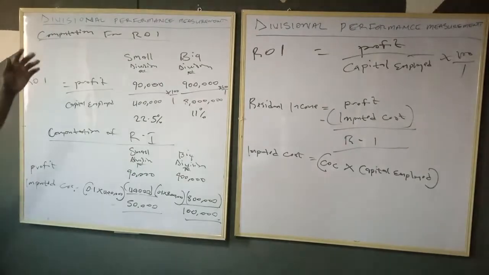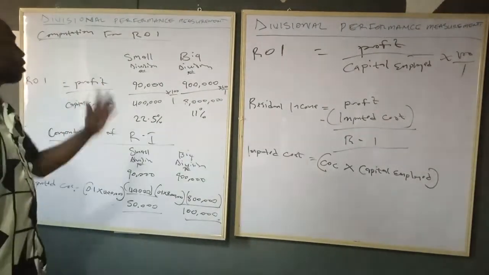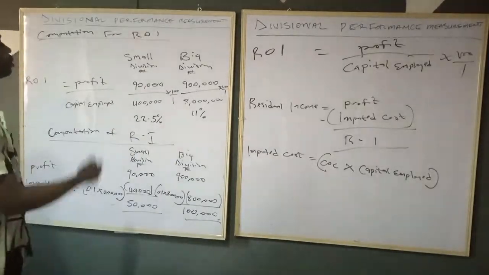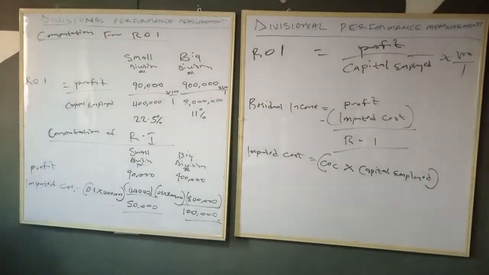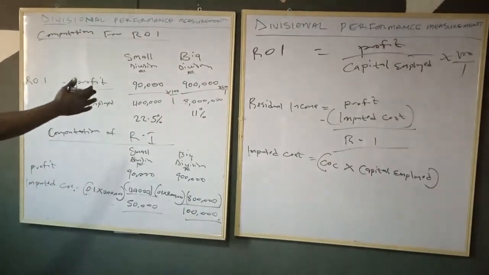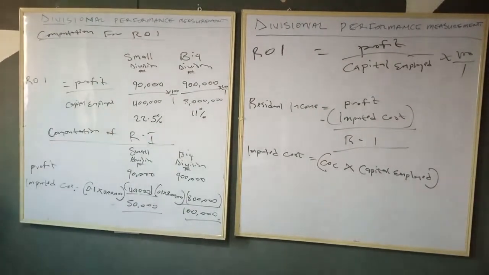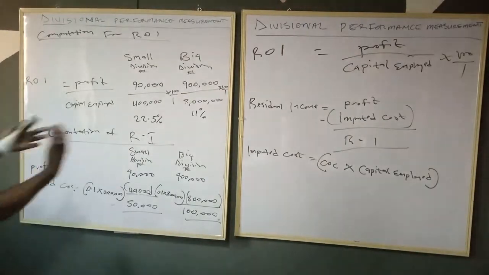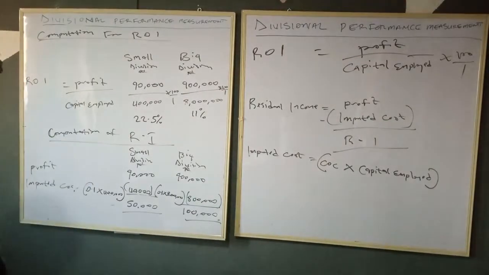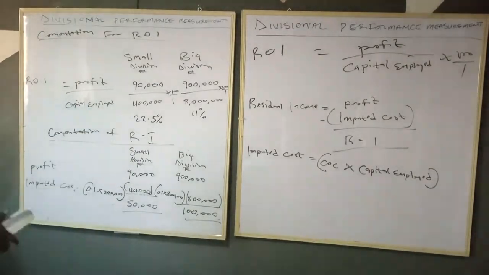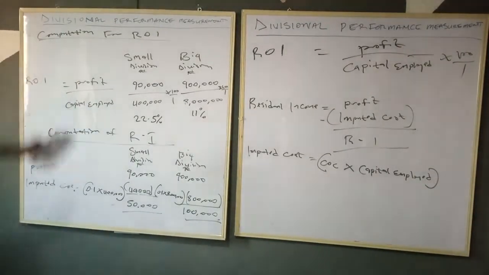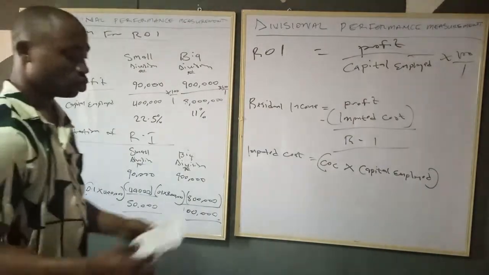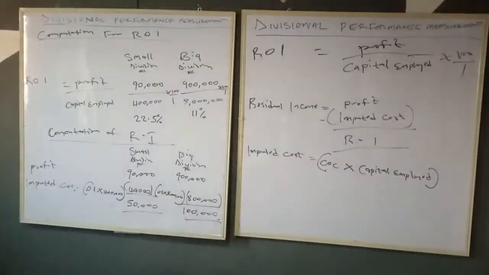Based on this, the small division is doing far better than big division, in which this small division, if given the opportunity to have the capital employed as big division, will be able to generate more income than what the big division is generating. So like that, we are done with this question 2. So we can now move to question 3.